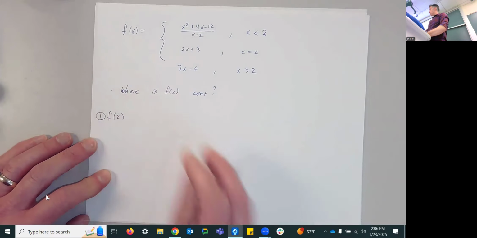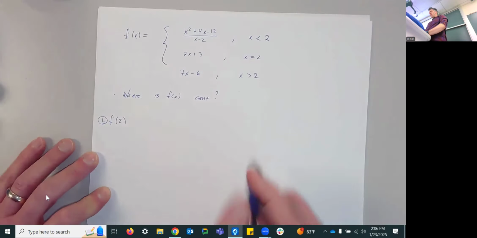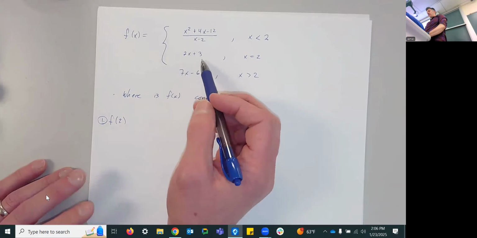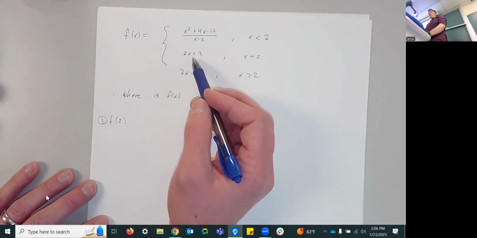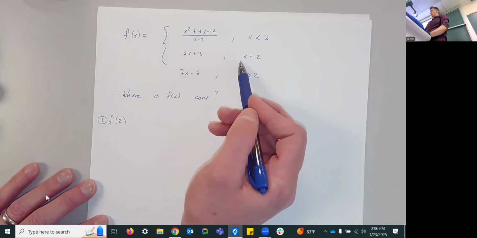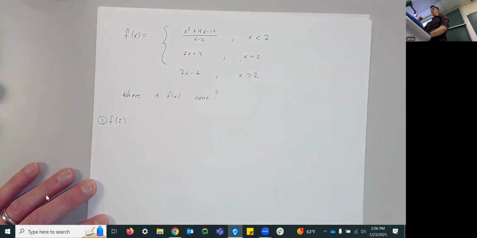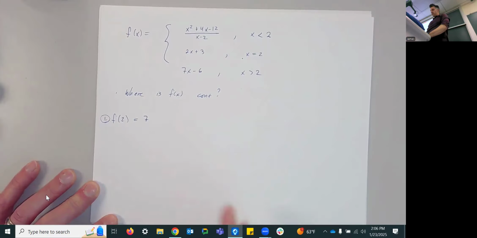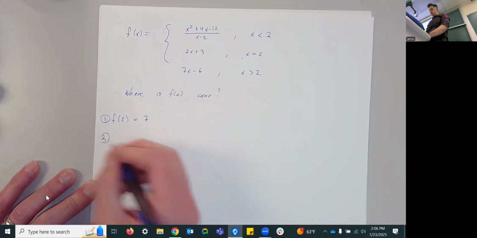Step 1, f of 2. I could have made this less annoying by just saying it's 7 there, because if you're defined to be the function 2x plus 3, but you're only defined to be that function when x is equal to 2, that means you just have the one point 2 comma 7. But I wanted to be more fun. All right, part 2. Does the limit exist?